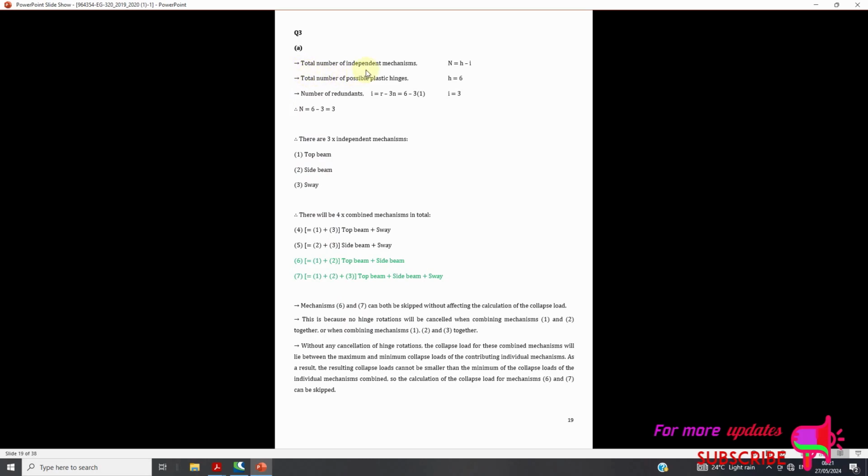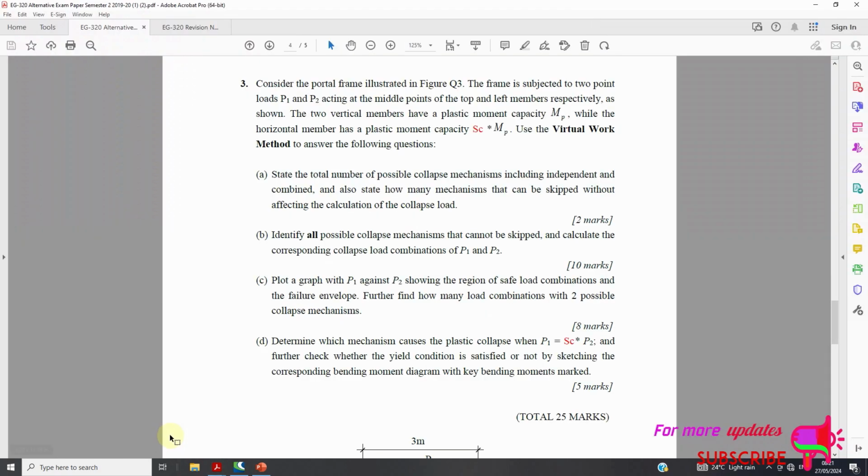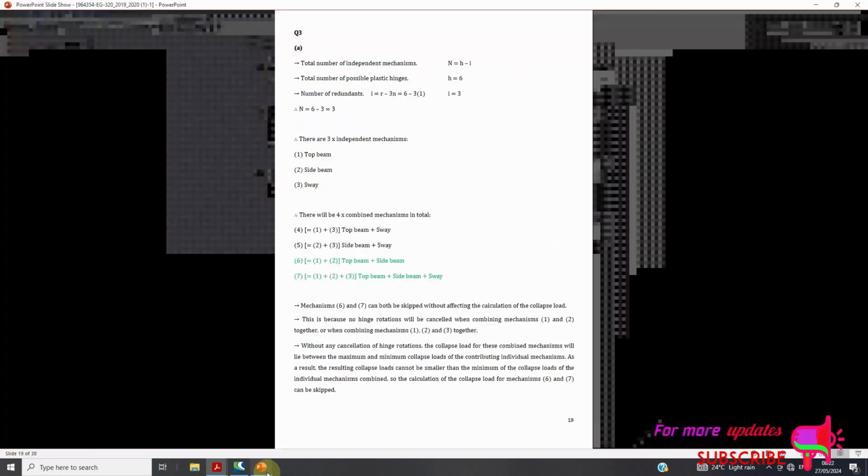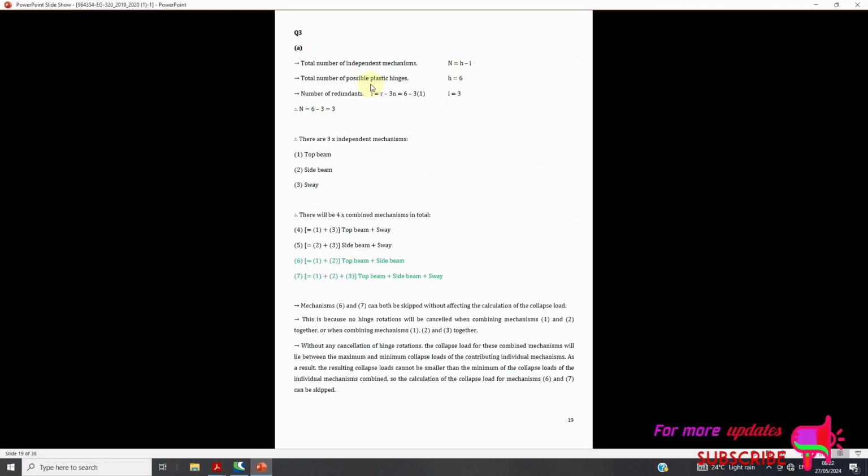So here we have the total number of independent mechanisms. We have one here, that is 1. There's an extra one here, 2. At this corner, 3. At this corner, 4. At this point load is the 4th, and this corner 5, and then this support 6. So we have 6 possible plastic hinges.